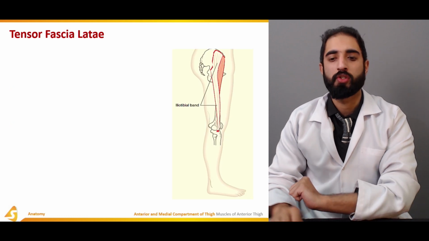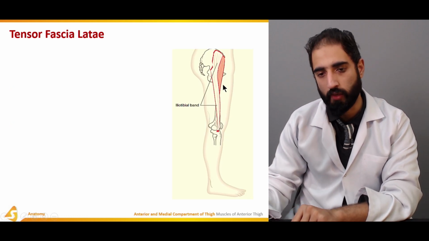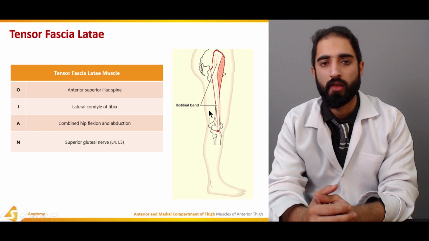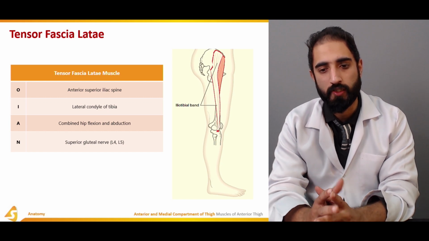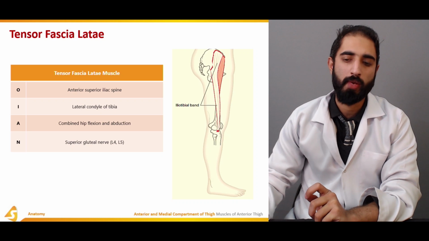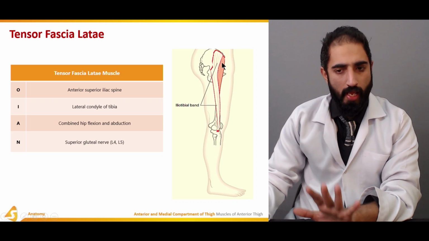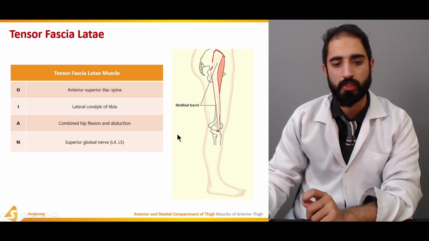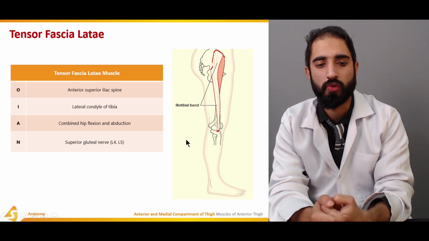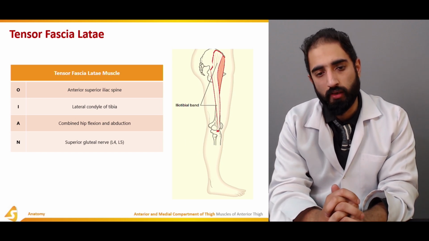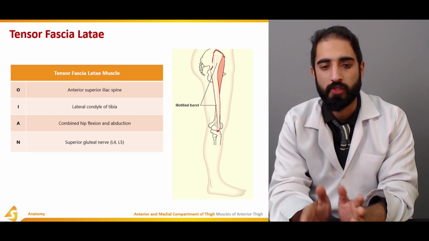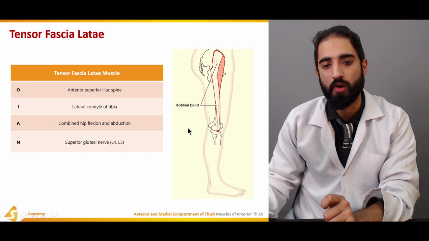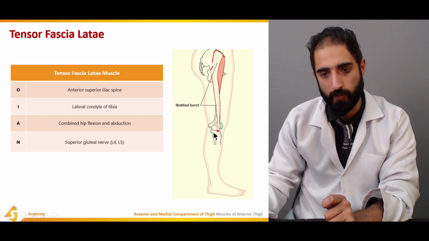Now talking about the tensor fascia lata, the tensor fascia lata is actually a muscle which is inserted on the lateral aspect of the leg through the connective tissue or the tendinous band, which is known as the iliotibial band. So this is actually the tensor fascia lata, which is on the anterior aspect, but it inserts through the iliotibial band, which is located on the lateral aspect of the thigh. So if you talk about the origin, the origin is the anterior superior iliac spine, but the insertion is through the iliotibial band into the lateral condyle of the tibia on the lateral aspect.